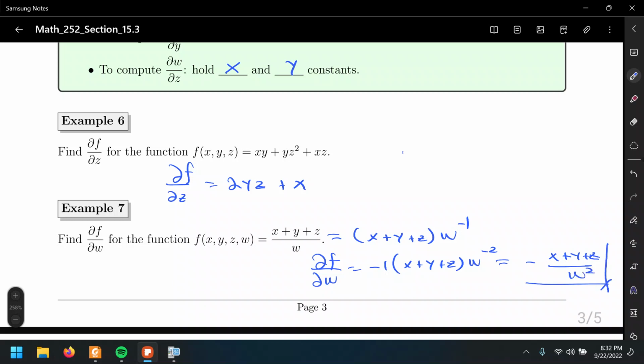Right? Same differentiation rules. What makes it weird maybe is the fact that we have a lot of letters going on. All we have to do is keep in mind the variable for which we're finding the derivative. Alright?